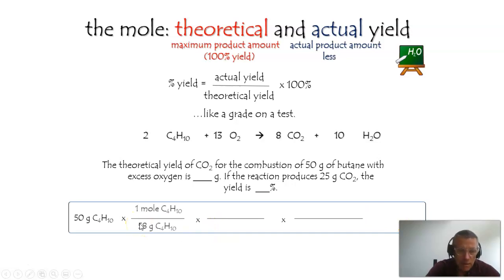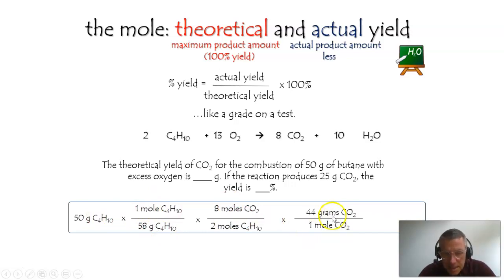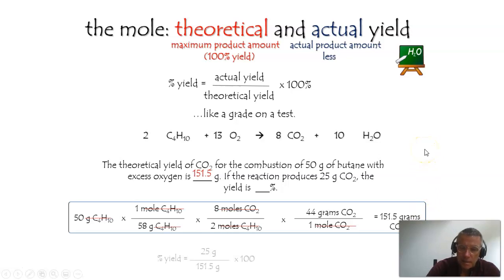Same thing as before. 58 grams is a mole, but every 2 moles of butane makes 8 moles of carbon dioxide. Notice how we're canceling diagonally. And every mole of carbon dioxide is 44 grams. We have enough butane, in theory, to make 151.5 grams of carbon dioxide, so that's our theoretical yield. But we only got 25. Now take 25 and divide it by that 151.5. If you got that score on a test, you'd be pretty bummed, right? Most students get it. You only got a 16.5% yield. This is theoretical and actual yield.